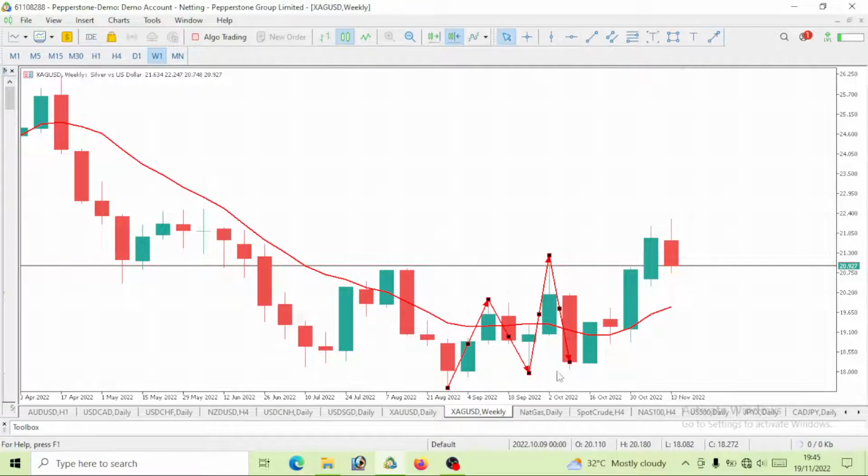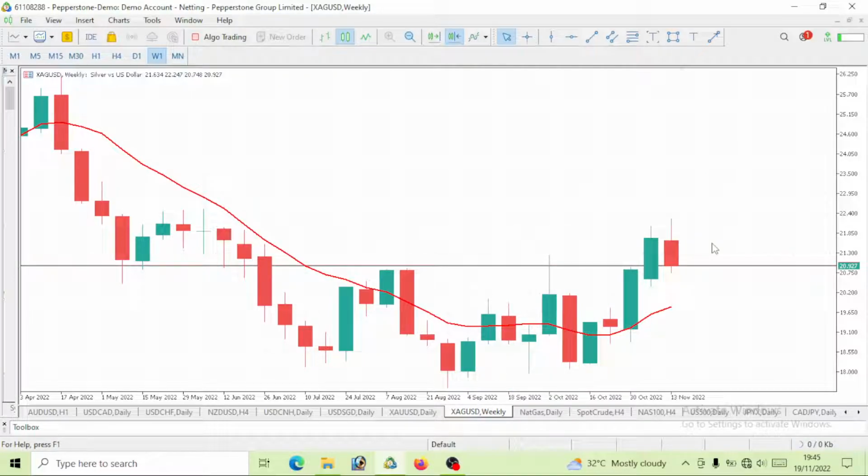A pullback was made. Guess what? The pullback failed to break this low. And guess what? A new high has been made that broke the previous high, meaning a new high has been made. Now we are on a pullback level. Once the pullback level is over, we will continue our bullish move. So this is one of the reasons why the week that just passed, we kind of closed bearish, right? So this week we expect to actually open and close bullish.